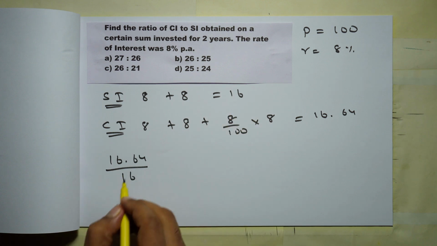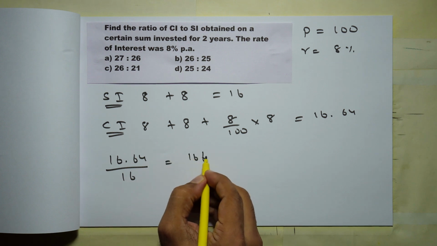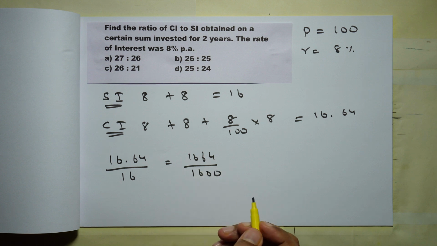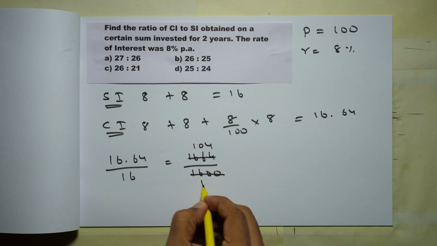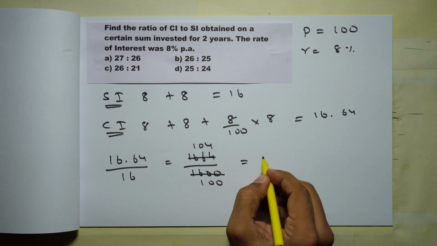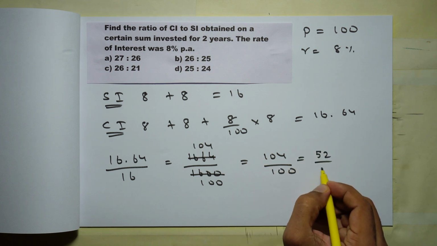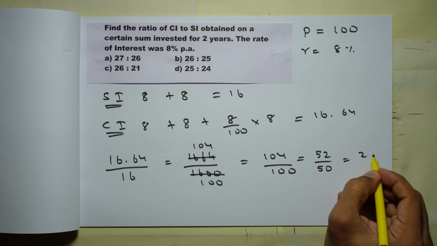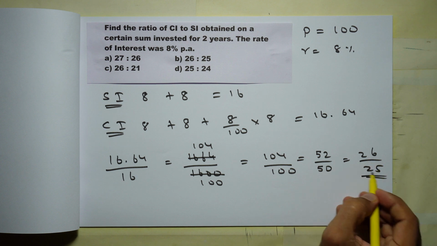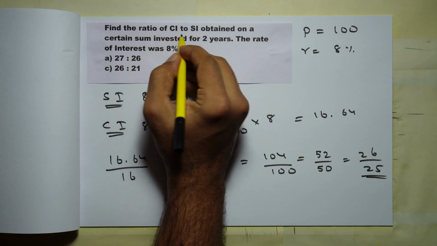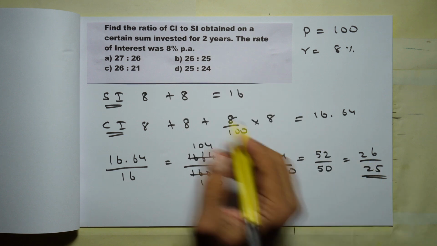Now to make the calculations easier, we'll multiply both sides by 100. So you will get it as 1664 by 1600. Now here 16 divides 104 times, 16 divides 100 times. So you will get the ratio as 104 is to 100. That is same as 52 is to 50. That is same as 26 is to 25. So the required ratio is 26 is to 25. So the ratio of compound interest to simple interest for 2 years is obtained as 26 is to 25, option B.